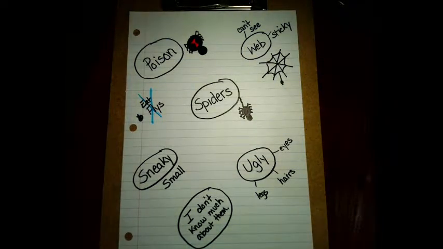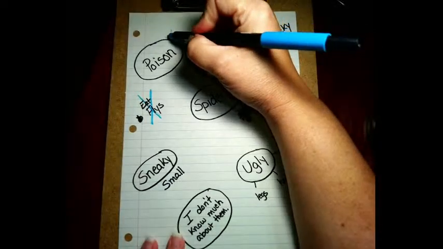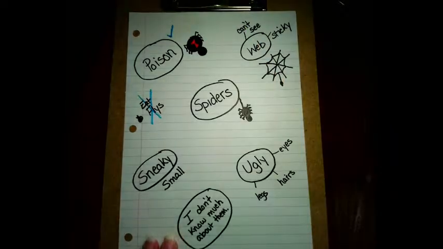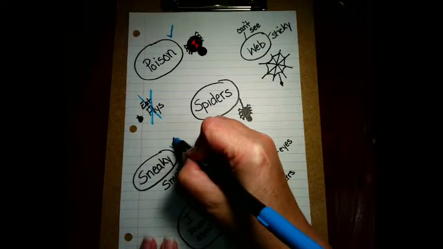Okay? Well, I think we need to put poison. I think that's a really good reason to be afraid of a spider. I think that's a very good reason to be afraid of a snake. You don't want to be around poisonous animals. So I think we definitely want to include that. I think we're going to include that they're small and sneaky and they show up in places where I really don't want them.